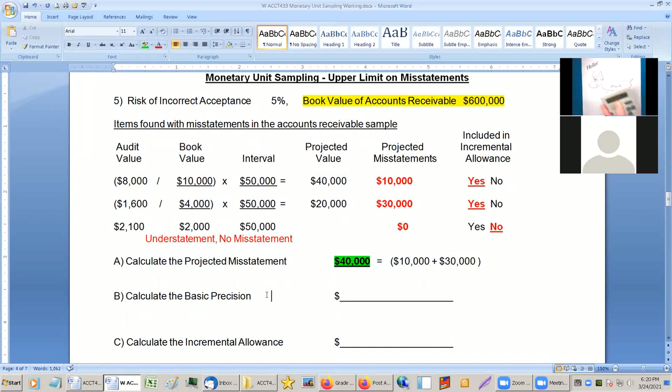Okay, I'm going to do basic precision and incremental allowance. I'm going to go ahead and do those separately in the overhead.